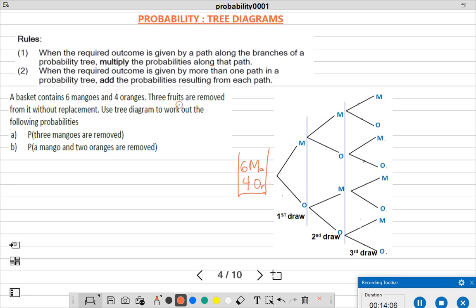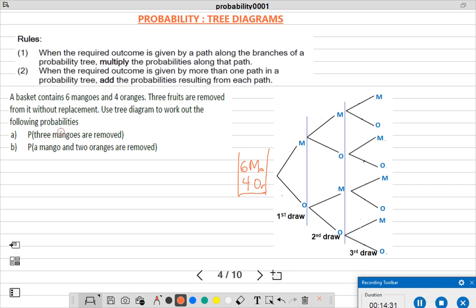Now, 3 fruits are removed from it without replacement. That means right now we have 10 fruits, but we remove 1 without replacement, so the remainder will be 9. You again remove, the remainder will be 8. So you need to understand the meaning of this one, without replacement.